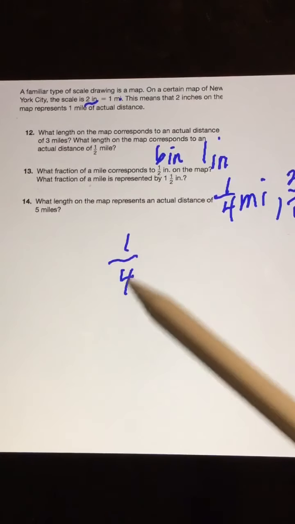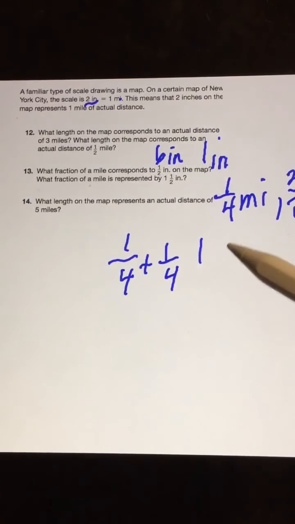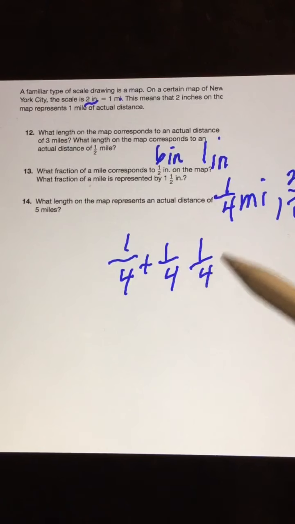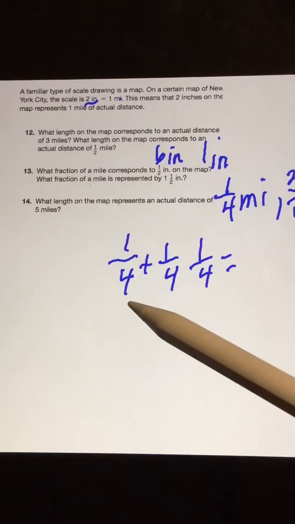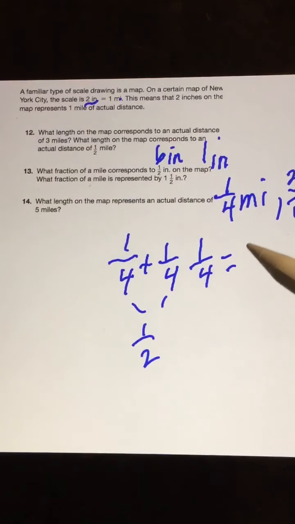So 3/4 mile. So when I'm thinking about this, I could be doing my 1/4 plus my 1/4 plus my 1/4, right? And that would give me my 3/4 mile. So 1.5 inches is equivalent to 3/4 mile.